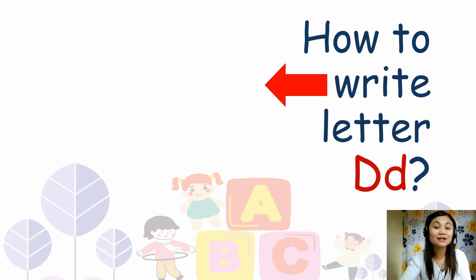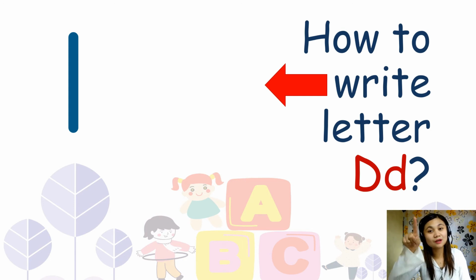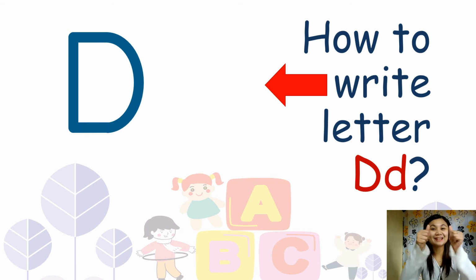Now let's make a straight line from top to bottom. Let's try. 1. Okay, 1. Very good. And now let's make a curved line from your top to bottom. Let's try. 1. Okay. 2. Okay, let's try. Okay, yes, that's perfect.